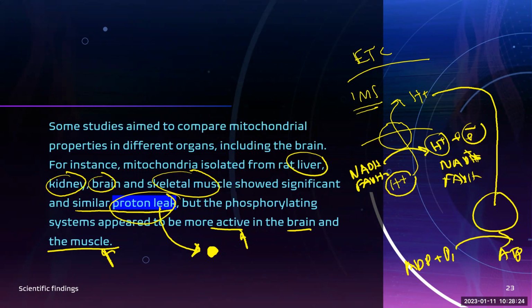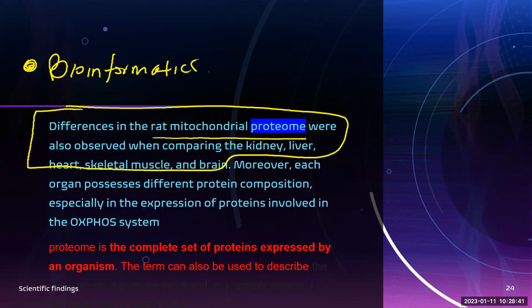So we are now learning this rat experiment in a different context in this scientific article. The next thing of this rat experiment: differences in the rat mitochondrial proteome were also observed when comparing the kidney, liver, heart, skeletal muscle, and brain.